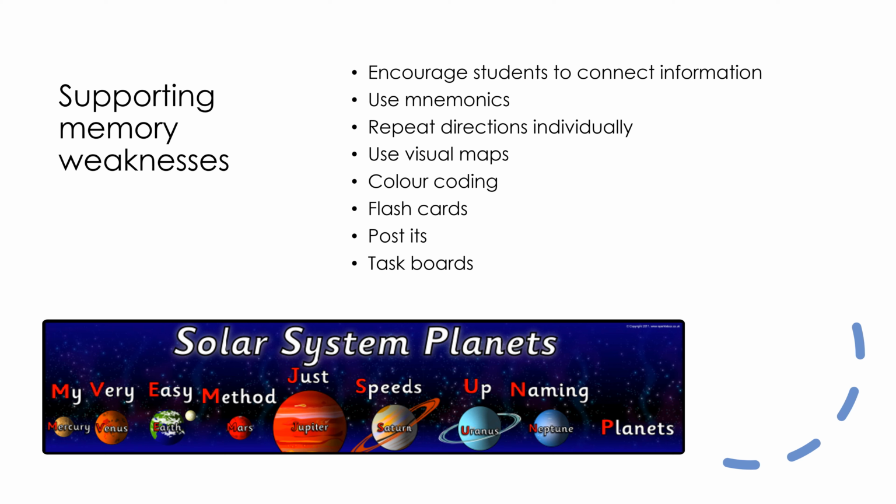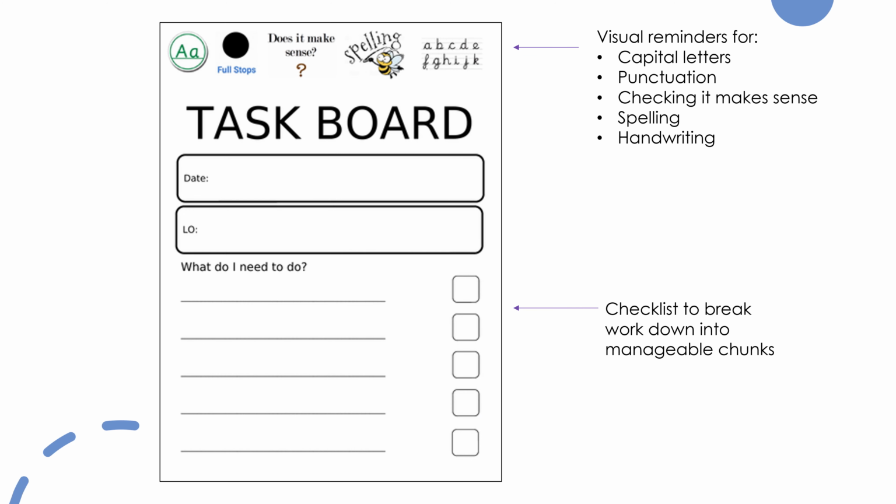Remember to repeat directions individually using the guidance in the previous slide. And more visual ways of learning can also be beneficial, so using visual maps, like taking notes in the form of a mind map, as well as colour coding of information, using flashcards and post-it notes. These can help students to link information, aid their memory, and keep them engaged.